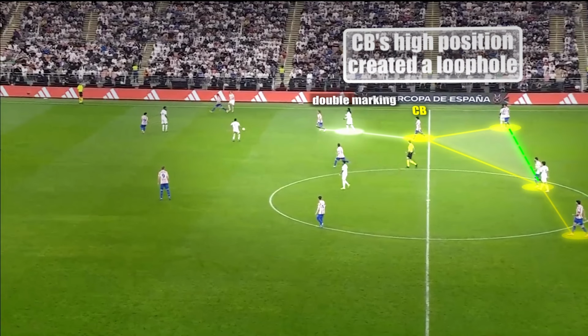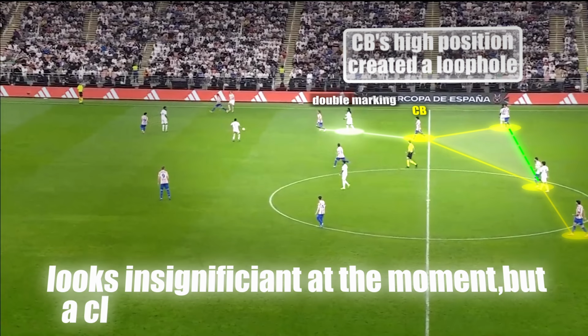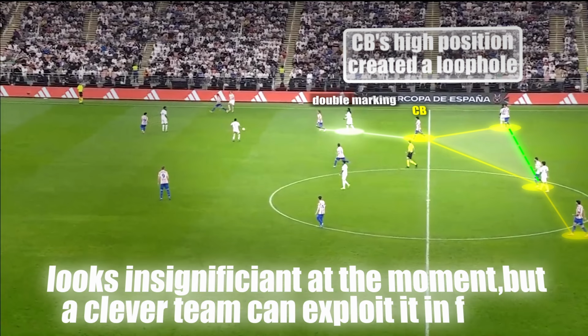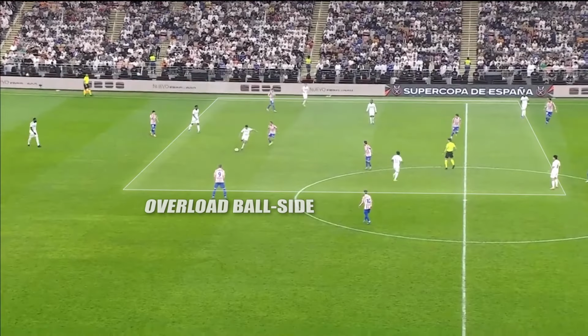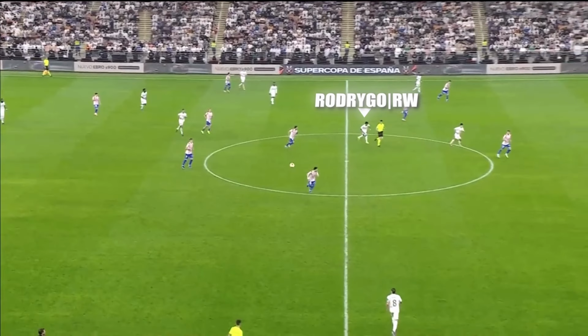This higher positioning of centre back has created a potential loophole in their defensive structure. This looks insignificant at the moment, but a clever team can actually exploit it in the future. From a tactical perspective, now they have overloaded the opposition on the ball side to isolate the far side. So this inverted position of Rodrigo is an overlooked brilliance.